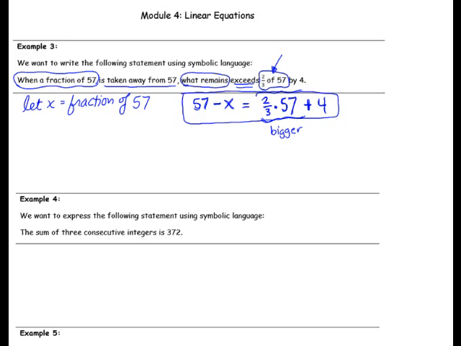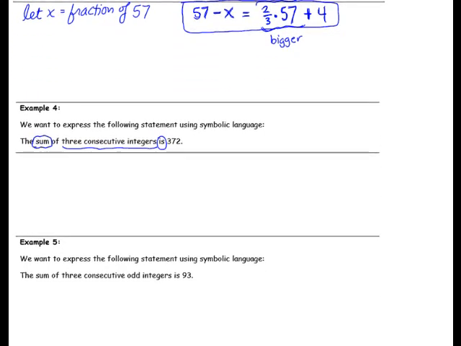Example 4. We want to express the following statement using symbolic language. The sum of 3 consecutive integers is 372. So we know that this is going to be a sum, so we're going to be adding. 3 consecutive integers is 372. So we've got our equal cue as well.